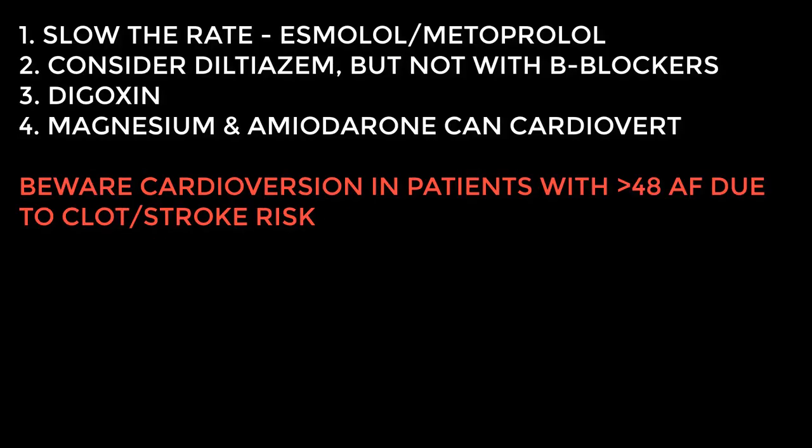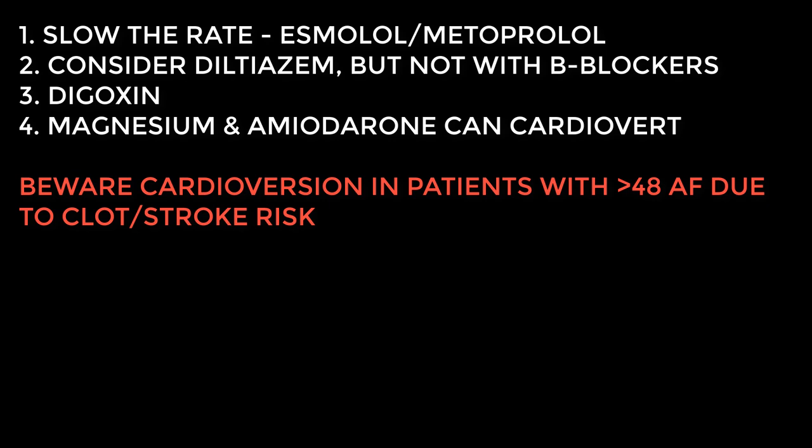Stable patients should first have their rate slowed down. So there is rate control and there's rhythm control considerations in atrial fibrillation. So stable patients should have their ventricular rate slowed down if it is above 100. They want to be slowed down to below 100.